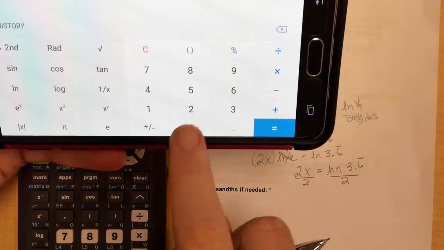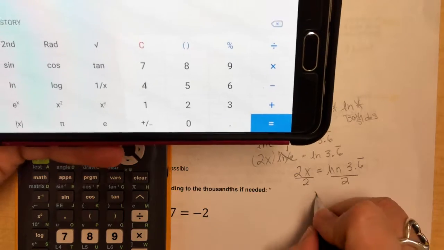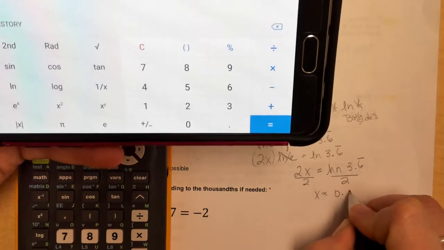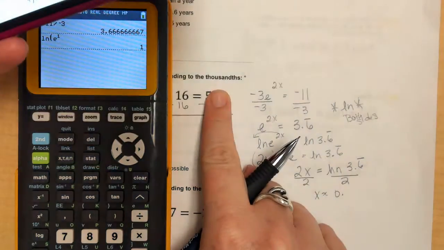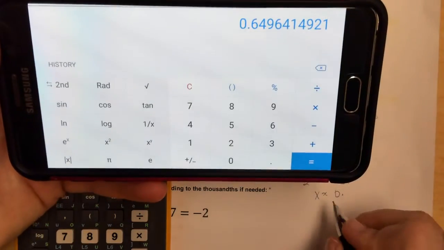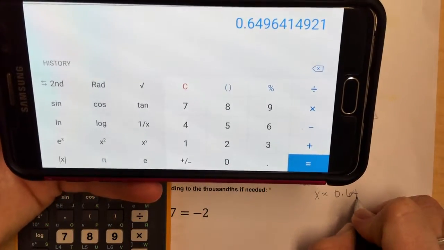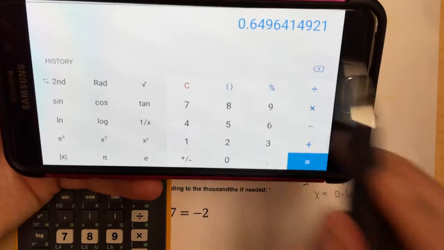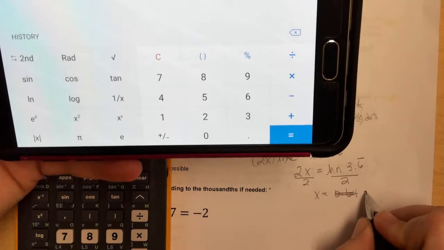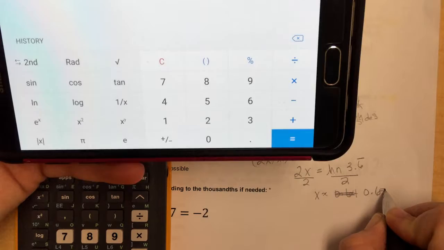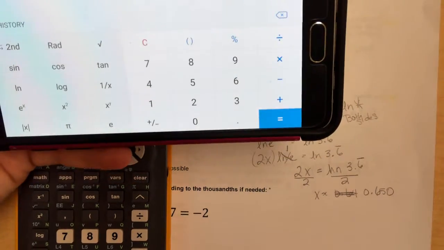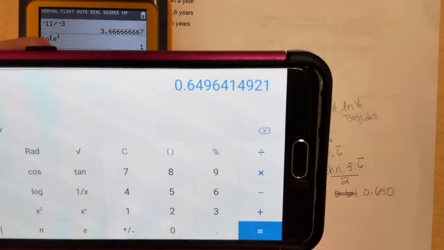Now I need to divide that by 2. So I'm going to hit divided by 2, and it's going to get me 0. And it says, by the way, round to the thousandths. So 0.649. The 9's going to round up because of the 6. So what I really need to say is 0.650.